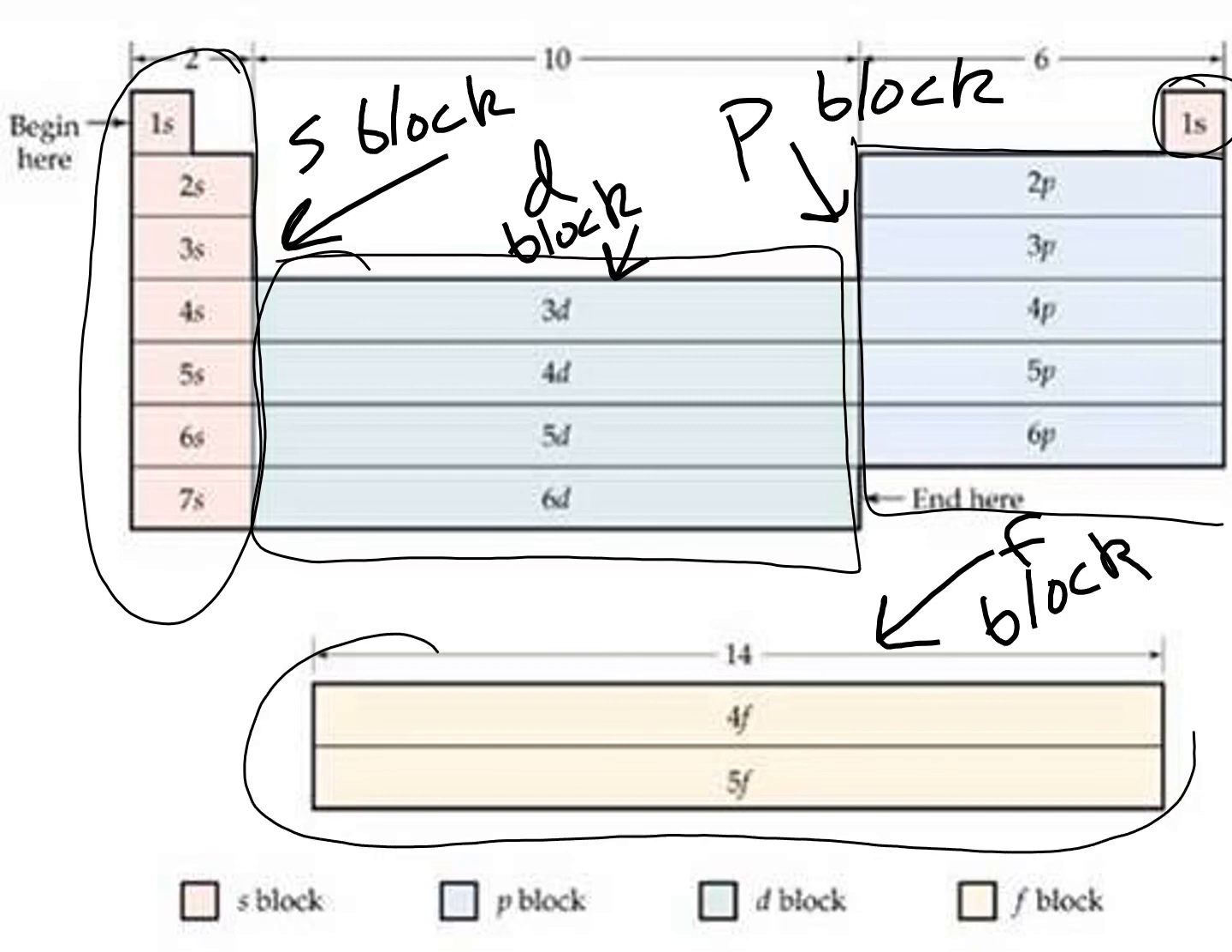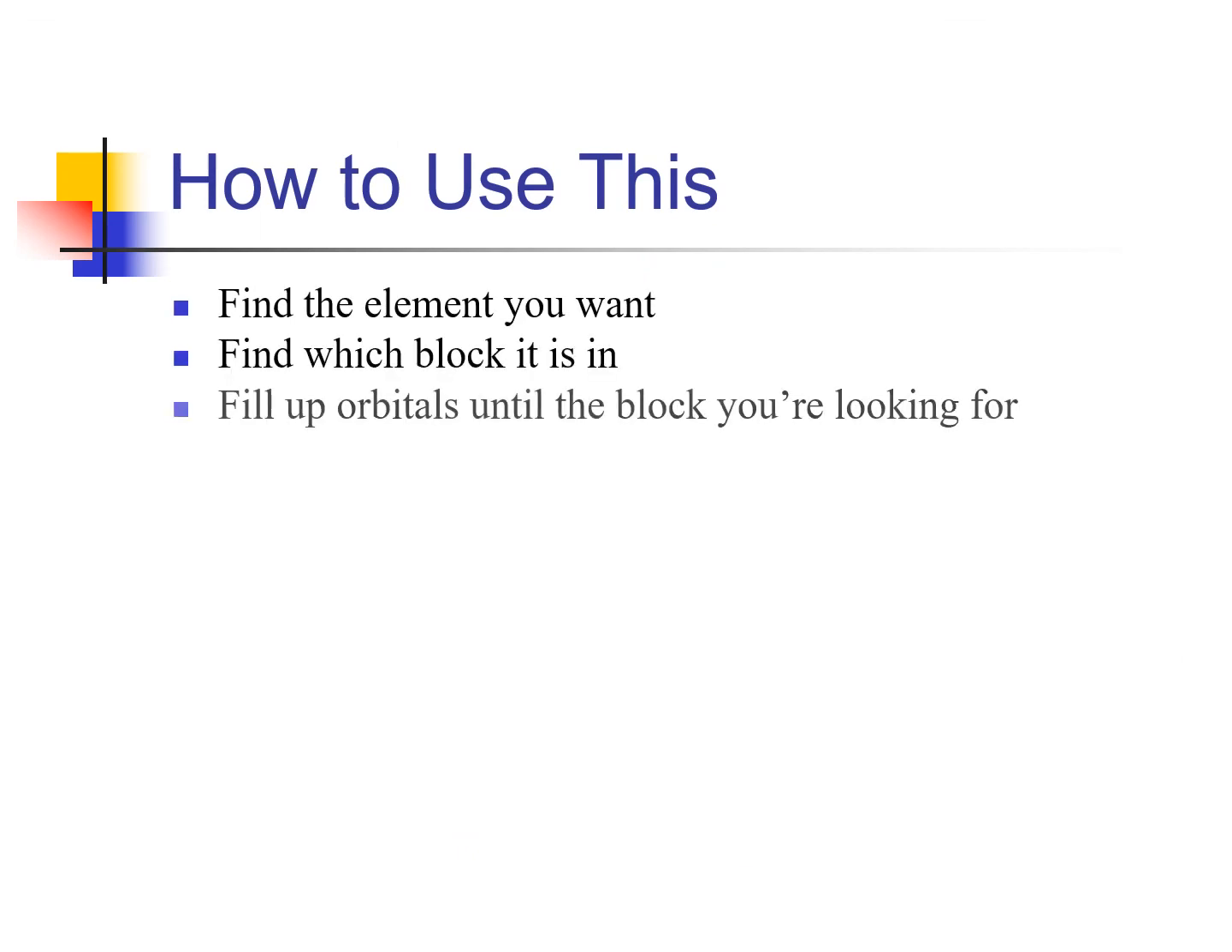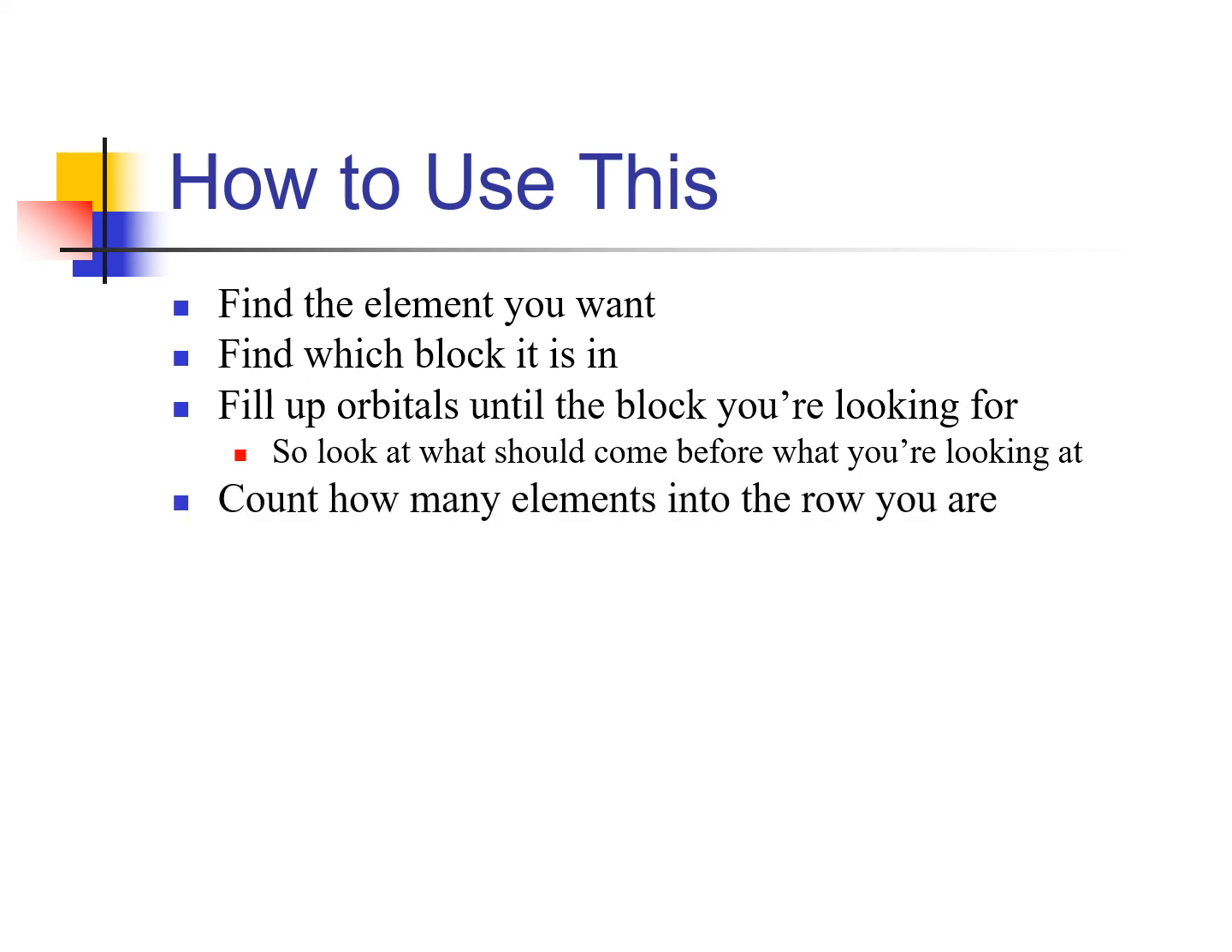Lanthanides and actinides would be the F block. So this is how we use this. We find the element we want. We find what block it's in. We then fill up orbitals until the block you're looking for. So you look at what should come before your target element, count how many elements into the row you are. That's how many electrons are in that subshell.